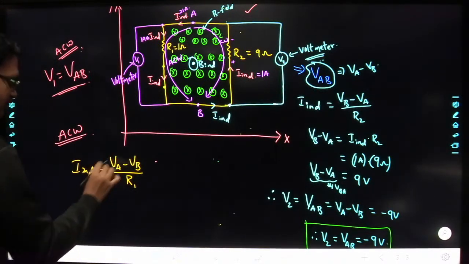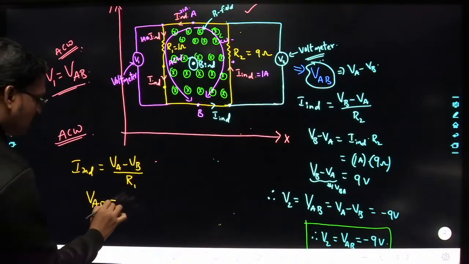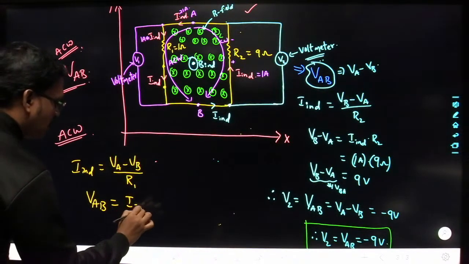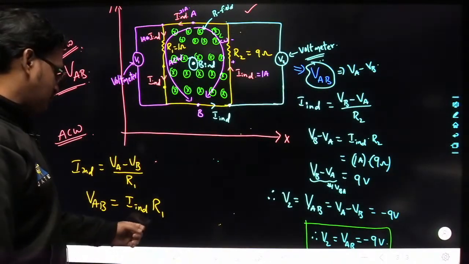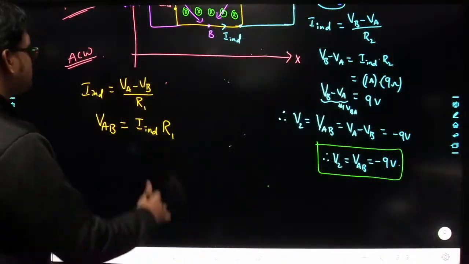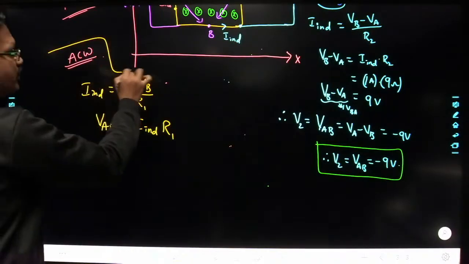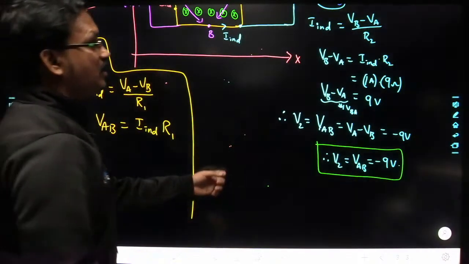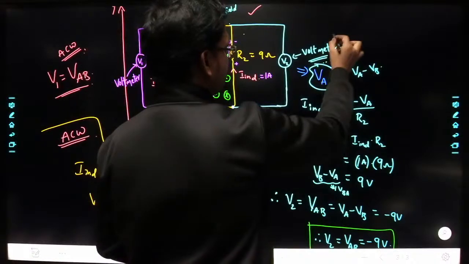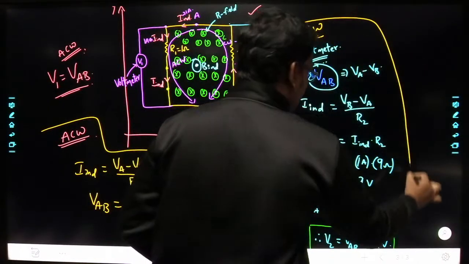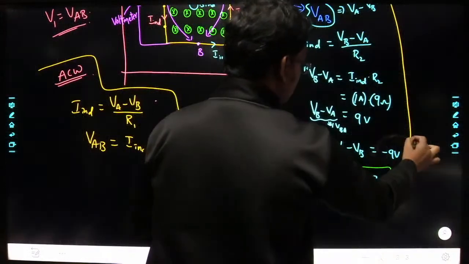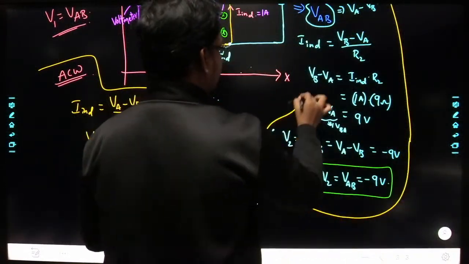So what you are going to get here? VA minus VB is nothing but VAB, which is equal to I induced into R1, right? Okay. So here I am moving in anti-clockwise direction, and there I have moved in clockwise direction. So this is the analysis for moving in clockwise direction, right?